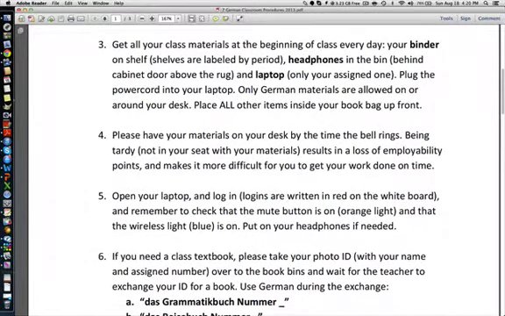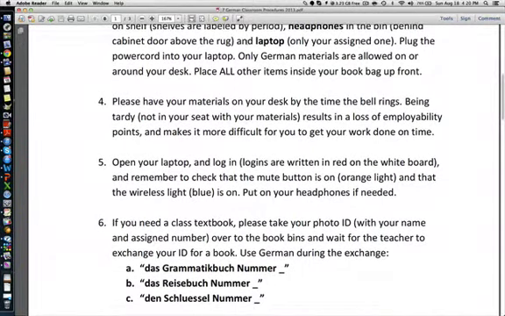Number 4, please have your materials on your desk by the time the bell rings. Being tardy, not in your seat with your materials, results in a loss of employability points and makes it more difficult for you to get your work done on time.